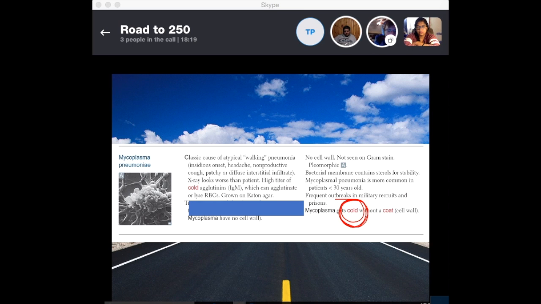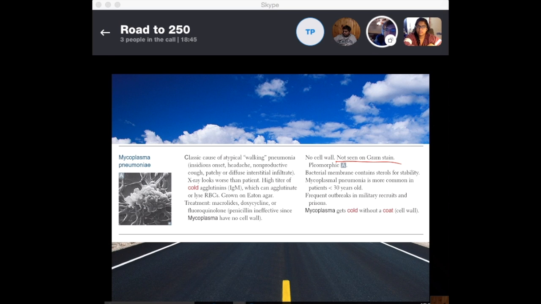Right. So how might we treat this atypical pneumonia? Macrolides or doxy. And fluoroquinolones. So you can add those. Right. And again, penicillin is ineffective because they don't have a cell wall. So it's not seen well in gram stain, again, because they don't have a cell wall. And they have sterols in their membrane.